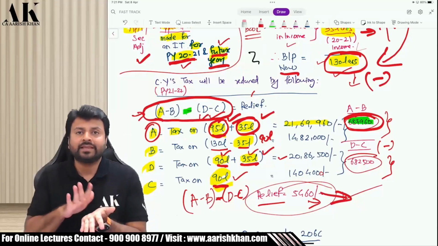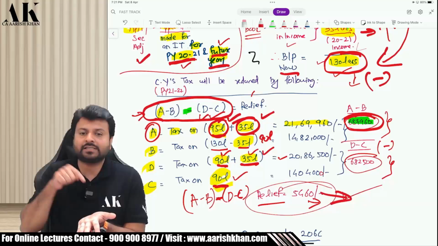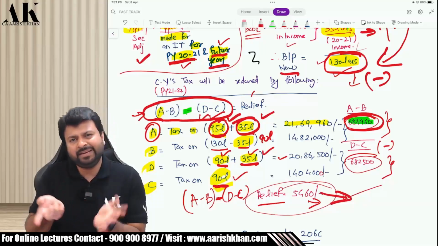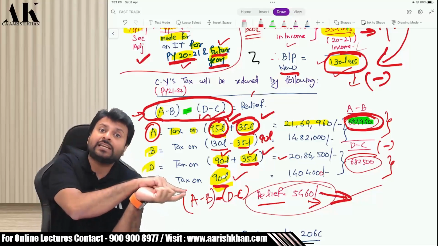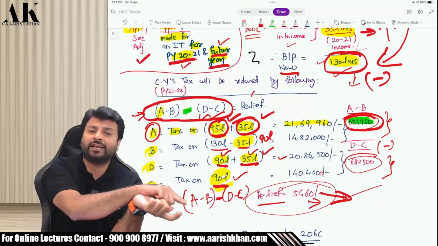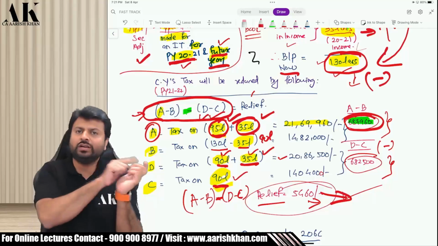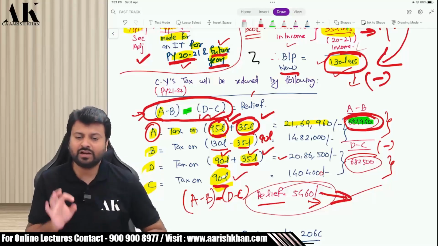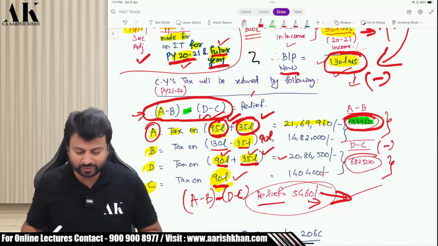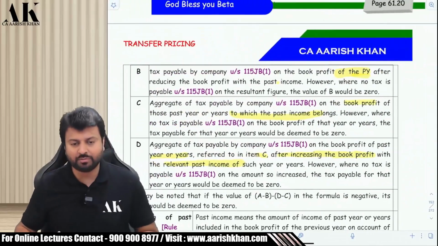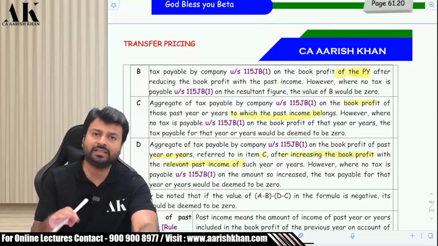What is A? A is current year profit plus current year income. What is B? B is only current year profit. What is D? D is last year profit plus last year income. What is C? C is only last year's profit. Okay. So this is what you are supposed to do, and this is how you are going to compute the relief under this particular section. So this is what this provision is all about. Just go through it and then we'll move ahead with the next topic, and that is DTAA.